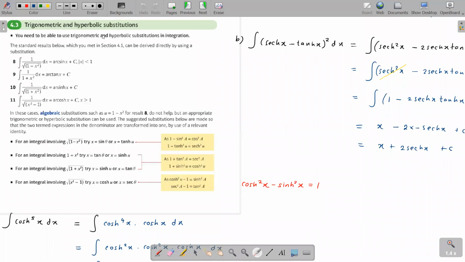Okay, so we'll move on to the next part. The next part of the lesson is trigonometric and hyperbolic substitutions. We are going to learn how to use substitutions and what type of substitutions we can use.